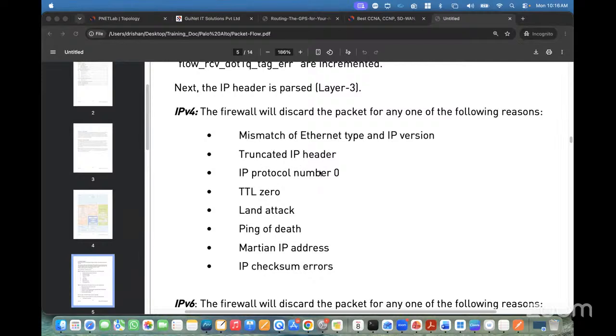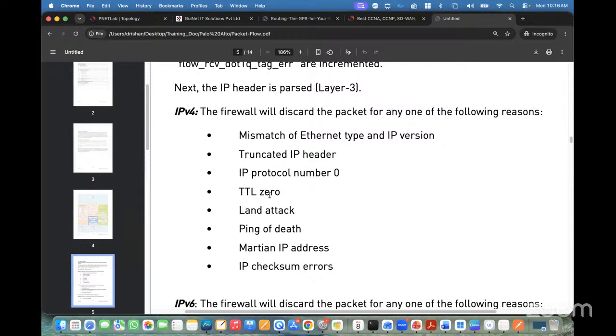Any IP protocol number should not be zero. You must make sure the protocol number is not zero, so they are going to be discarded if there is a zero. Any packet TTL value, time to live value, should not be zero. If it is zero, then it is going to be discarded, because TTL is very important. If TTL is not there, your packet is never going to move from one hop to another hop. So you must set some TTL value so the packet can travel from one hop to the other.